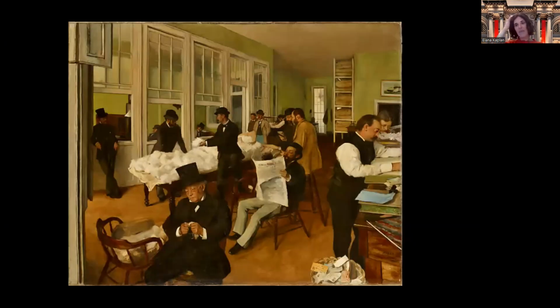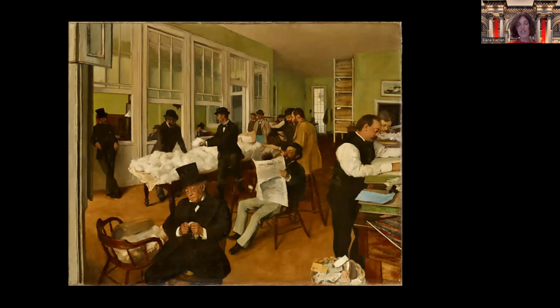Now, this is Degas' painting of a cotton office in New Orleans. Remember, I said he went to New Orleans in 1872. His mother's family was involved in the cotton industry. So he went to visit in 1872, and he made this painting in 1873. The size is 28 inches by 36 inches.